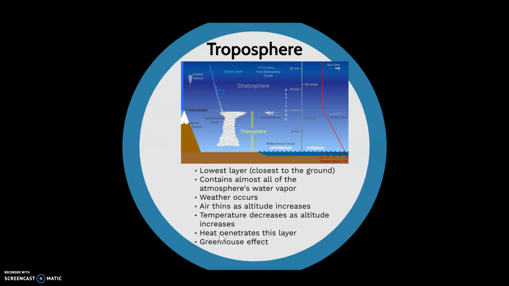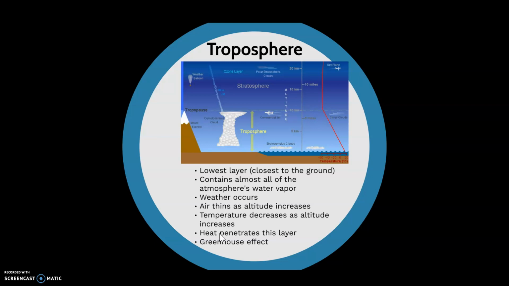Okay, so let's go ahead and look at the troposphere. This is the lowest layer, so it's going to be the closest to the ground. It contains almost all of the water vapor, and this is going to be where weather occurs. So air thins as altitude increases.